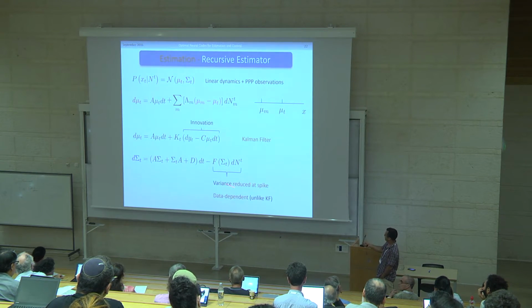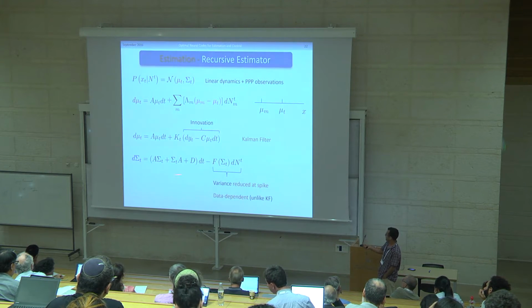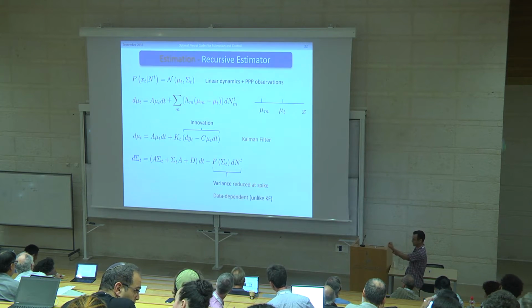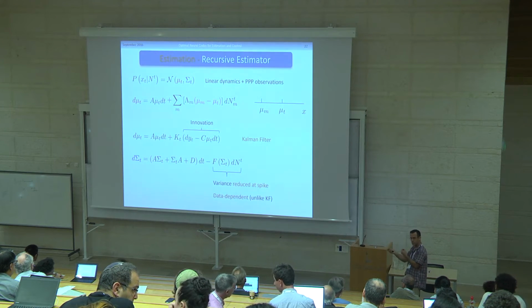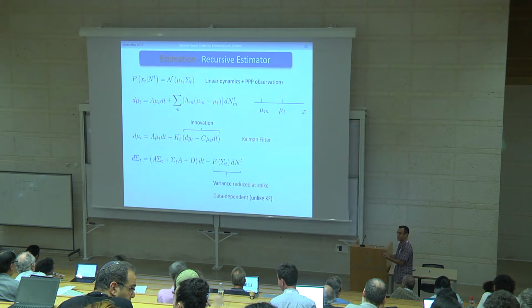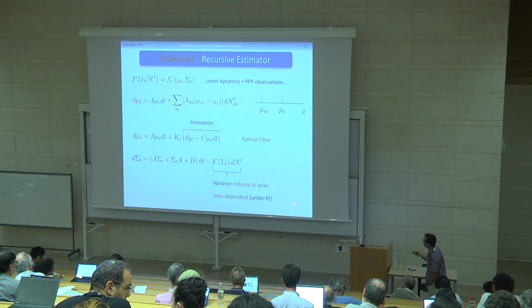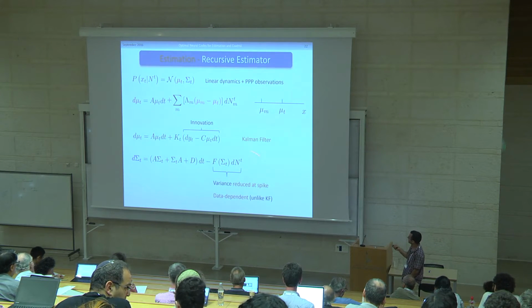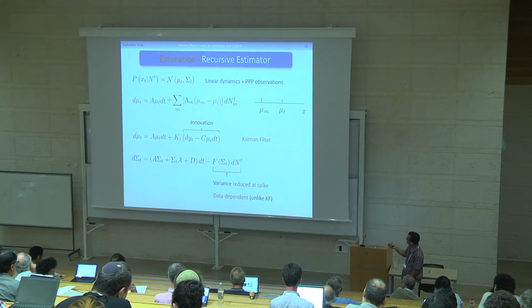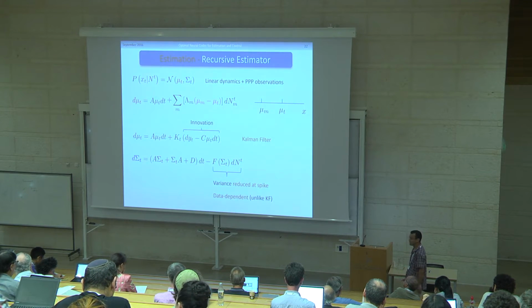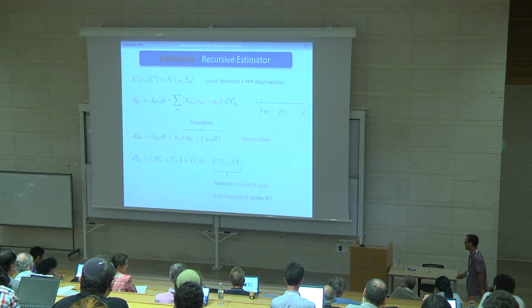Intuitively, what one can show, and it's easy to show in a one-dimensional case, is that every time a neuron spikes, your posterior variance decreases, which makes sense because you're gaining information about the state of the world. Again, for those familiar with the Kalman filter, one difference is that this term depends on your actual observation process, which is not the case for the Kalman filter.